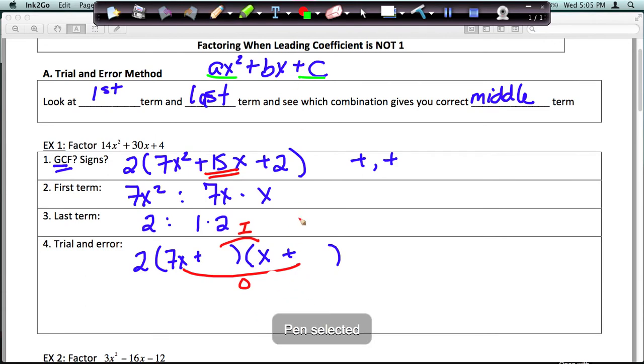So we're going to switch, and I'm going to put the 1 first and then the 2. And now we're going to check. Our outside terms, when we multiply 7x times 2, I get 14x. The inside terms, 1 times x, I get just 1x. When you add those, you get 15x, which is what I needed. So it's factored correctly. This factors to be 2 times 7x plus 1 times x plus 2.